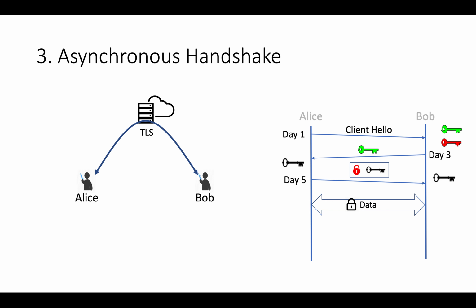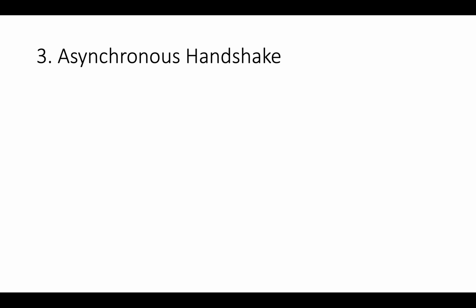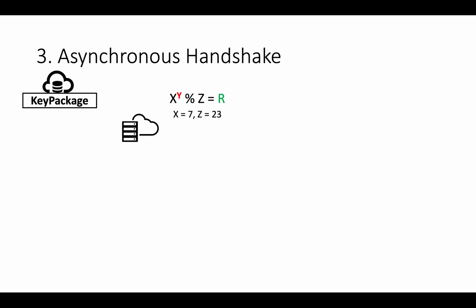Asynchronous handshake. Here we have seen that to send the very first message, the system takes a long time, even when both users came online multiple times. So how do we resolve this issue using Diffie-Hellman? Let's take a server. Declare a common formula and define constants by the server. Let's install a cloud DB called key package.